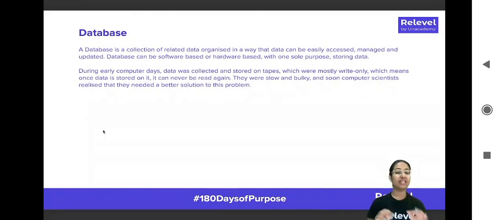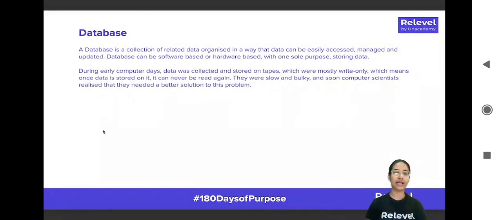Okay, and they were very slow and they were very bulky. One magnetic tape usually used to be this wide. Okay, so it used to take a lot of space. It used to fill entire rooms just for storing very small amount of data. Plus, it was very slow to write information in it as well. So it was slow and it was bulky. Okay, and soon computer scientists realized that they needed a better solution for the problem. So when you have small amount of information, even tapes are fine. You can use tapes, you can store information using tapes, and it takes some space, but that space is not very substantial. But the problem started to happen when the amount of data increased.